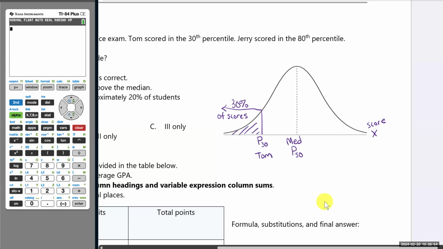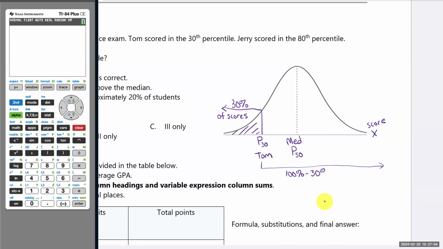And that would mean that, I'll put it on the bottom here, out of 100% of scores, if 30% are lower, 100% minus 30% means that 70% of scores were higher than Tom. All right, so Tom here is below the median. Then we've got Jerry at the 80th percentile. So 80 is bigger than 50, so he's over here somewhere. We're not trying to draw these perfectly to scale. I just need to know that the 80th percentile is to the right of the median.